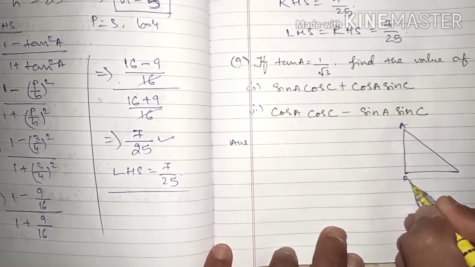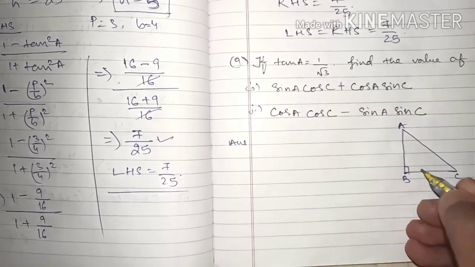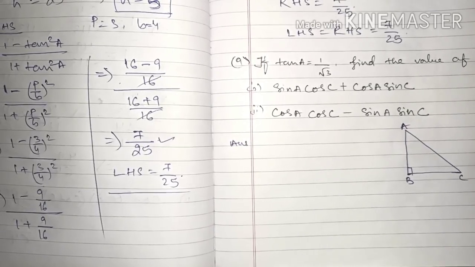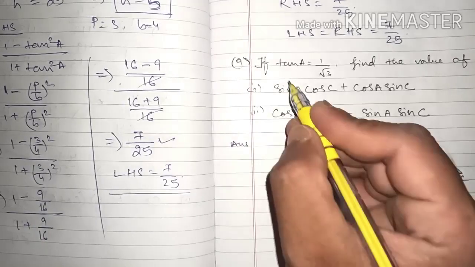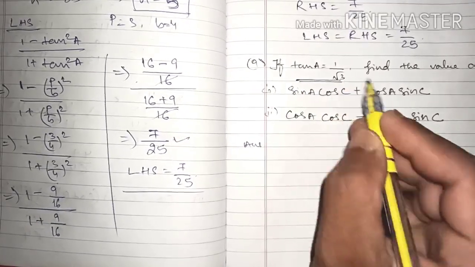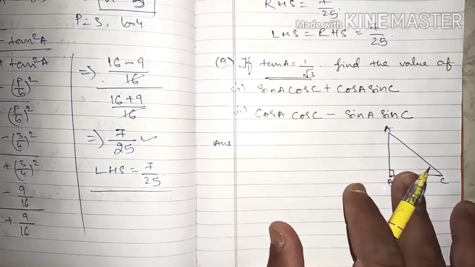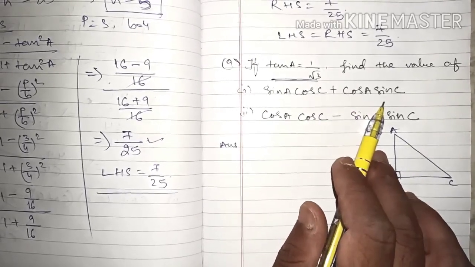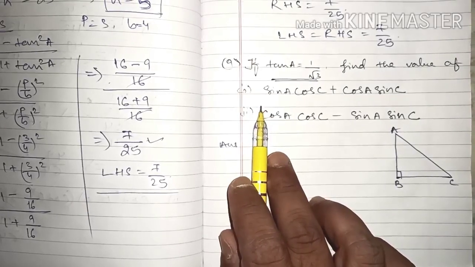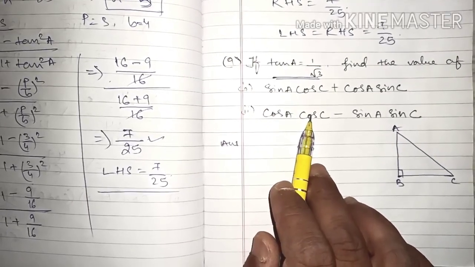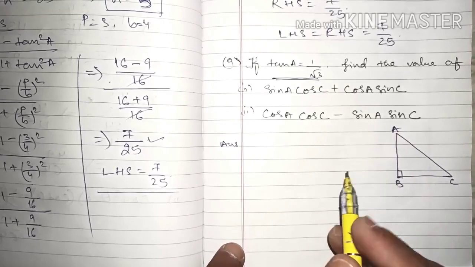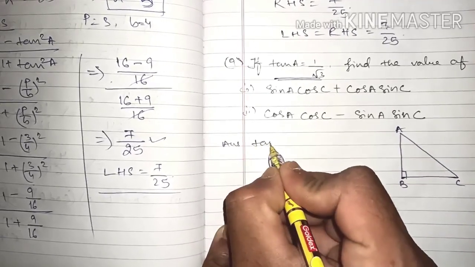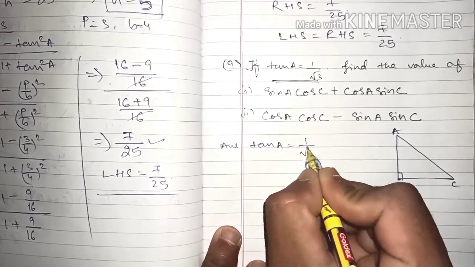Right angled at B. Okay, so this is very important, right angled at B. Then it is given that tan A equals 1 by root 3. Find the value of sin A cos C plus cos A sin C, first bit. Second bit, cos A cos C minus sin A sin C. Okay, as usual, as we have done, tan A equals 1 by root 3.